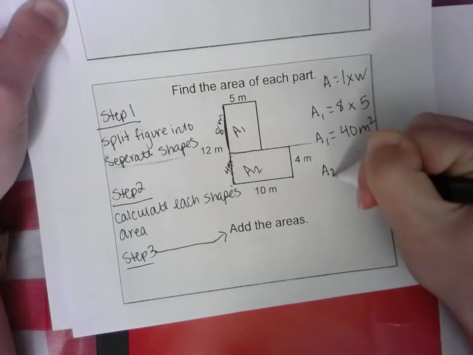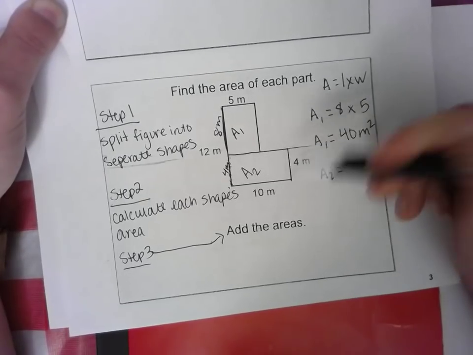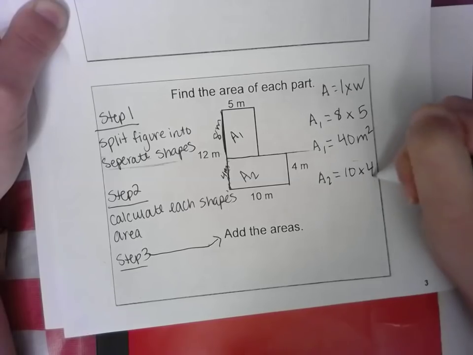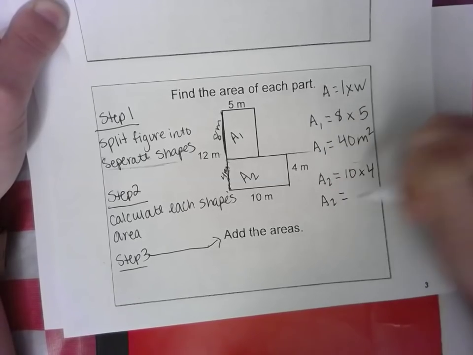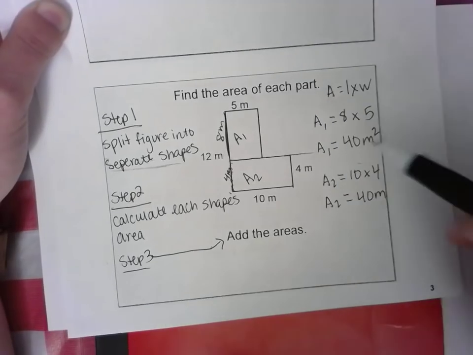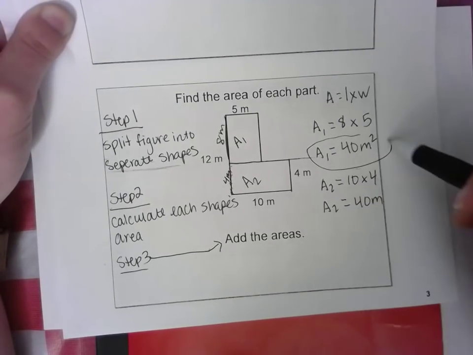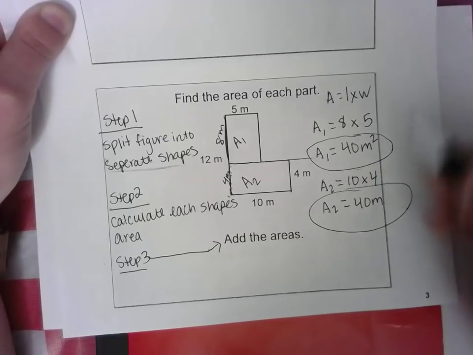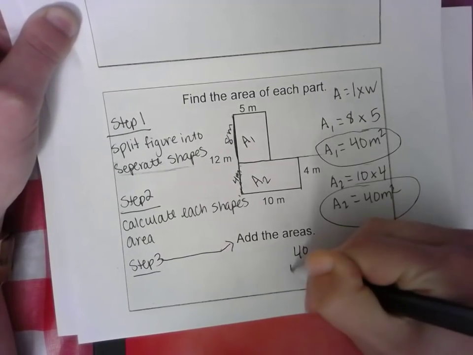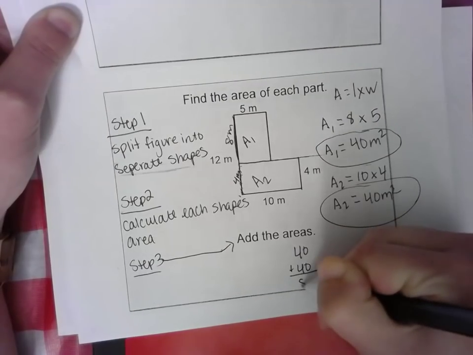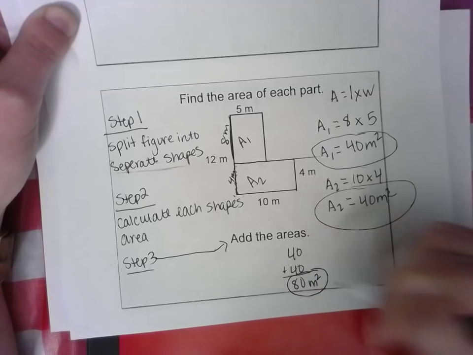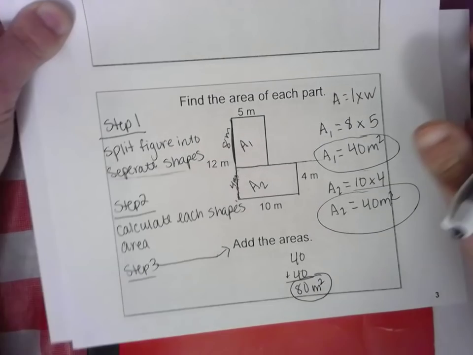Area 2, a little bit easier. We have a length of 10 and a width of 4. Area 2 is 10 times 4, which is 40 meters squared. And then we have step 3. We add our areas together. So I have 40 plus 40. That is 80 meters squared. So this is my final answer. All right, turn the page.